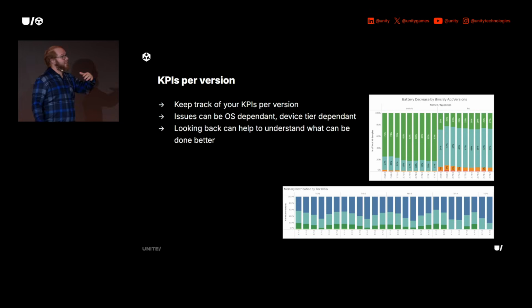Very important for us, as I said before, we have a long tail of versions. So we compare per version. In this case it is battery on the top and memory in the bottom. We compare per version to see maybe one version is actually doing really bad and it affects a certain aspect of the game. So this is more or less how we monitor new releases and compare with previous versions.